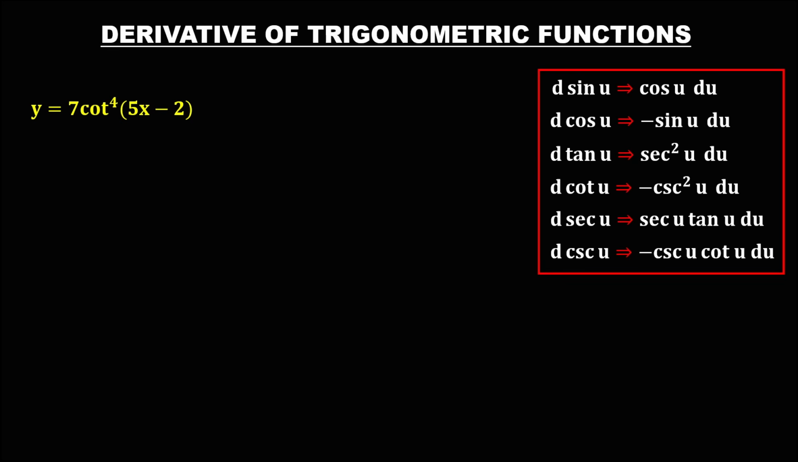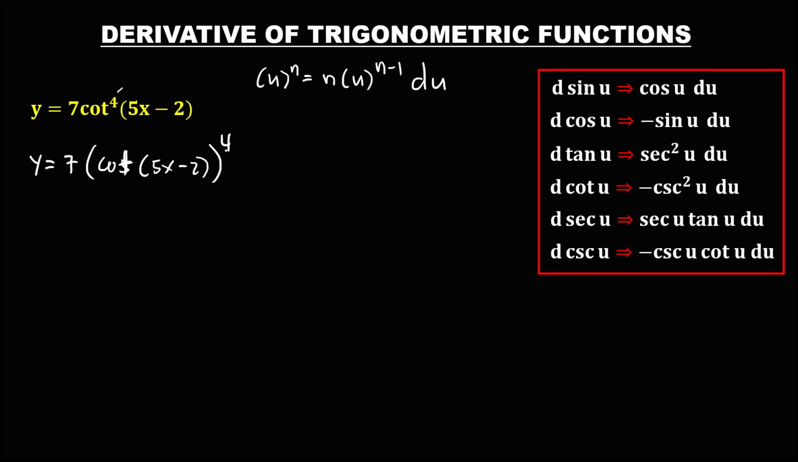Then for this given, to find the derivative, again using this general power rule, n times u to the power n minus 1 times the derivative of u. So first, we need to rewrite this given. So put this exponent outside. So this becomes y equals 7 times this cotangent 5x minus 2, quantity to the power 4.